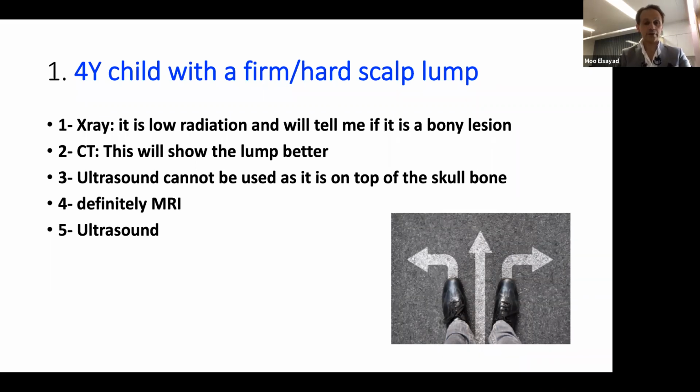So from now on, if you get a 4-year-old child with a firm or hard scalp lump, go for ultrasound first. If you find something with ultrasound and we find an answer, end of the story. If we don't find it, then we may go for X-ray or CT or MRI. But I totally support number 5 as an option. Number 3, ultrasound cannot be used as it's on top of the skull bone. I think I've answered why this is something we should be aware of: ultrasound can still look at scalp lesions even if it's on top of the bone.